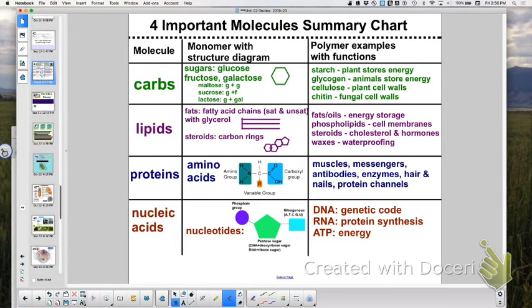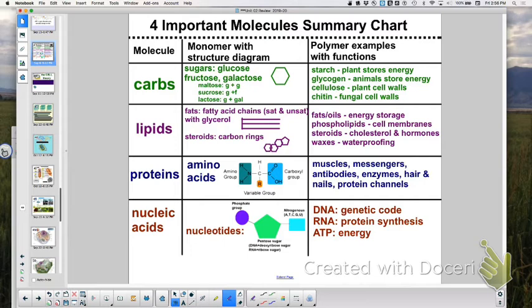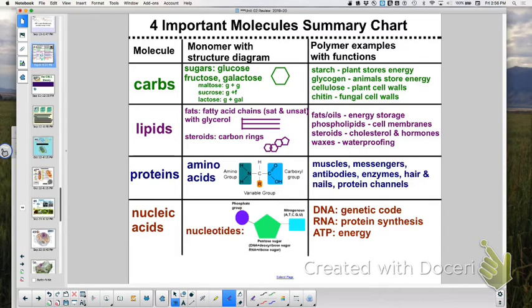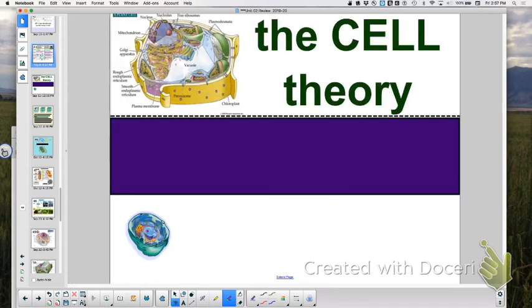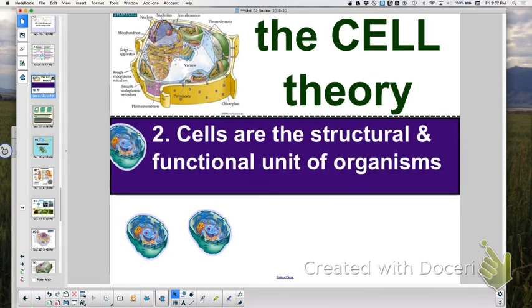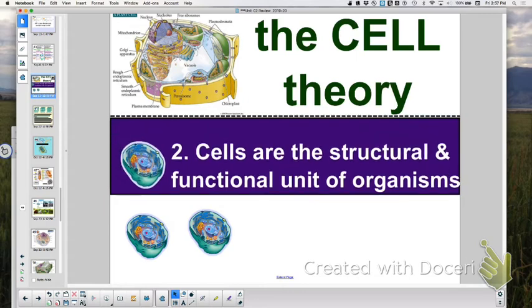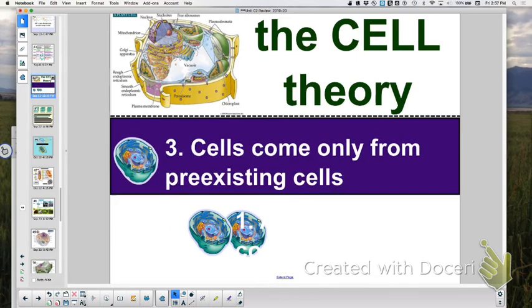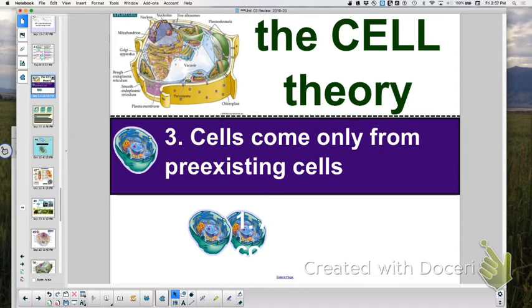Okay. Then atoms, molecules, organelles, cells, right? So then this brought us to, have you got it? Tell me when you have it, and then I'm going to move it. Yeah? Okay. So then we had the cell theory, and that is all living things are composed of cells. This is a big old unit, huh? Cells are the structural and functional unit, and cells come only from pre-existing cells.